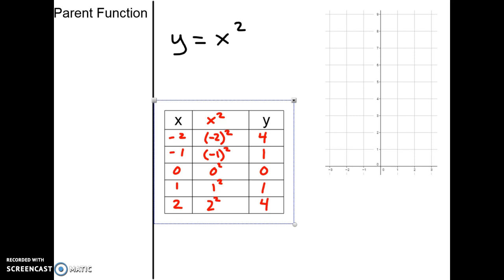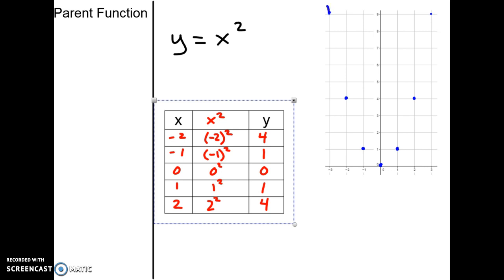Then we go over here to the graph, and we're going to plot these points. I'm going to start at -2, 4. Put a point right there. -1, 1. 0, 0. 1, 1. 2, 4. And then we connect these dots. If you wanted to go out a little bit further, we could go -3. -3 squared would be 9, so you can put points up there.